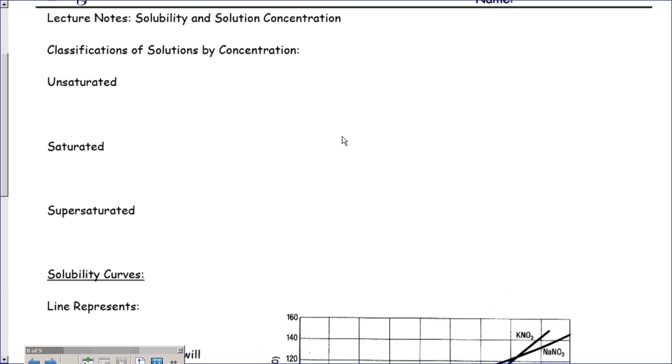The word saturated, if you think about it, you think of saturated like saturated fat. That is a carbon compound that is filled with hydrogen. There's no double bonds. Every carbon has nothing but hydrogen on it. A saturated sponge is filled with water. So saturated means full. And when we're talking about a solution, what that means is that we cannot dissolve any more solute without changing the temperature.